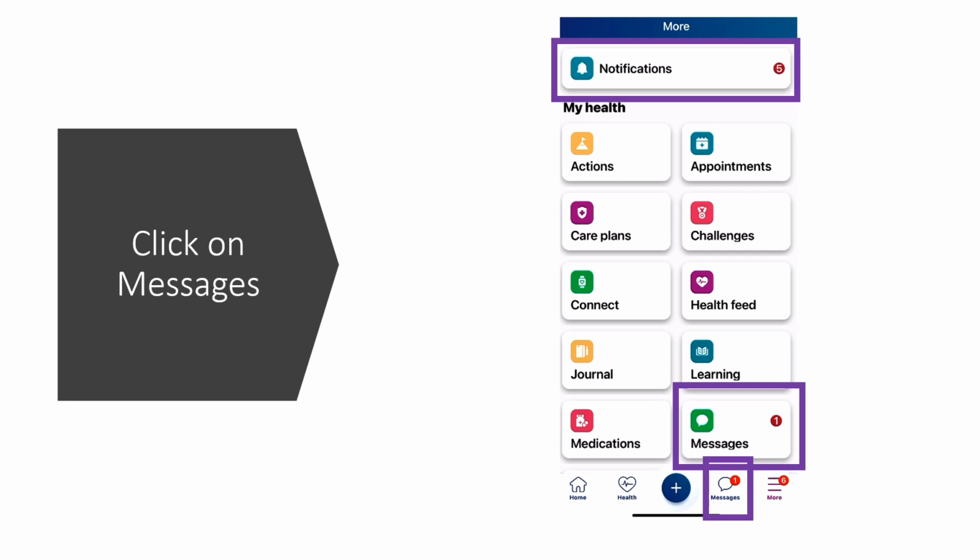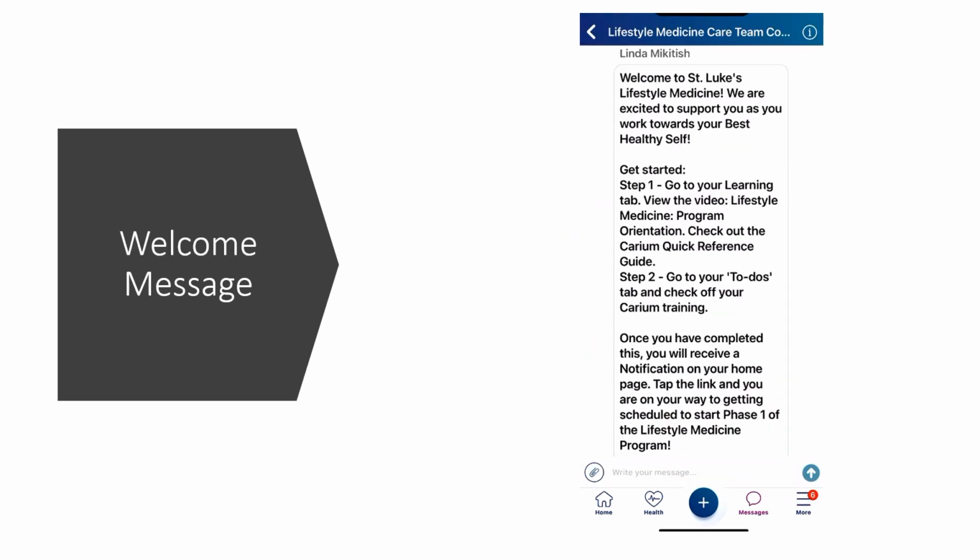There you will notice alerts for new notifications on the top and for new alerts on messages. To view the message, you can either click on the message icon on the toolbar or the message tile. You will see a message welcoming you to the program and sharing with you how to get started. It directs you to go to the Learning tab and to check out a program orientation video and quick reference guide. Once completed, you'll check off the to-do.